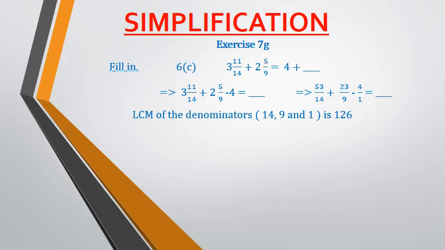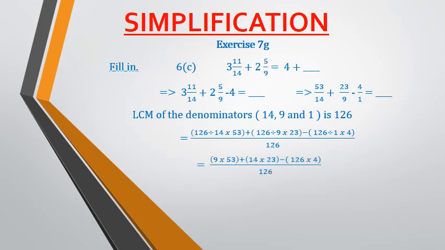Now in the next step, we will follow the same formula that we have learned in the previous exercise. So in the denominator we will write 126, and in the numerator what will we write? 126 divided by the first denominator 14 multiplied by the first numerator 53. In the same way, plus 126 divided by 9 multiplied by 23, minus 126 divided by 1, which is the third denominator, multiplied by 4, which is the third numerator. Right? So now when we solve this, what do we get?